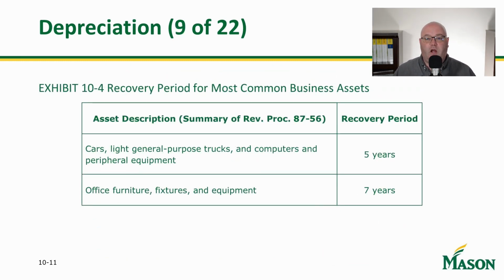And then this is the recovery period for the most common business assets. Cars, light trucks, computers, and peripheral equipment are 5 years. Office furniture, fixtures, and equipment are 7 years. 7 years is actually the default. So if you look at something and can't figure out where to put it, you're probably going to go with the 7-year asset recovery, and that's going to end up helping you out.